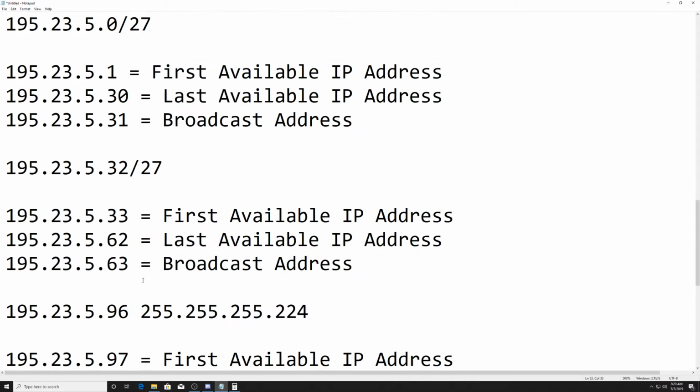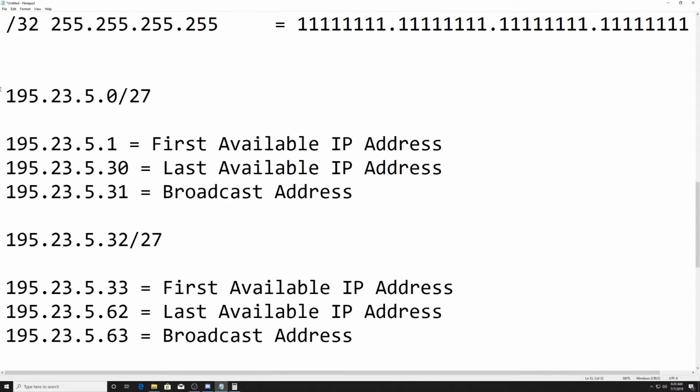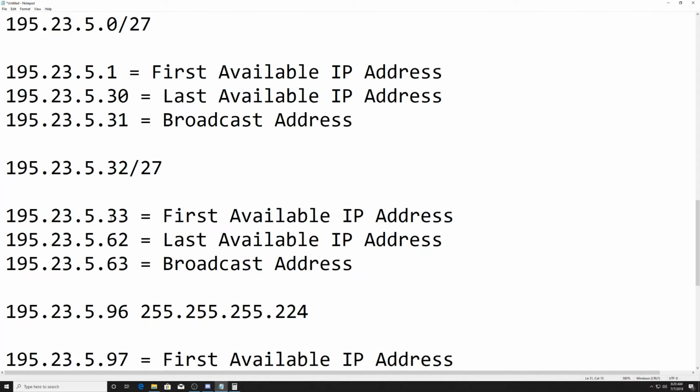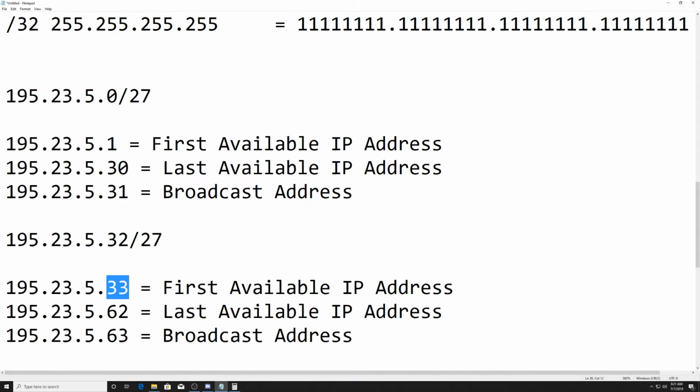And as you can see, we've already done 4 networks. 195.23.5.0 is a network, and the IP addresses .1 through .30 fall within this .0 network. The next network is 32. Let me actually reword this. In the .0 network, .1 through .30 are the available IP addresses you can use. .31 is the broadcast address. It's still within the .0 network. You just can't use it because it's used for your broadcast address.